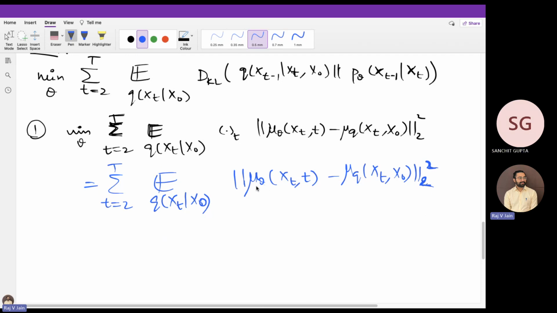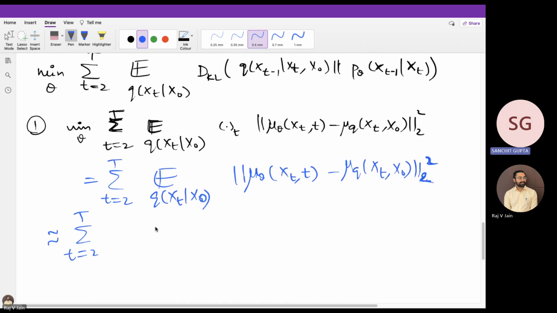Now, I have a function which depends on the parameters, so I need to be able to compute gradients on this, but I have this expectation sitting here. So how do I go about implementing this? Sample estimates, correct. We'll say I will draw some n samples. Samples of what? xt. From which distribution? xt given x naught.